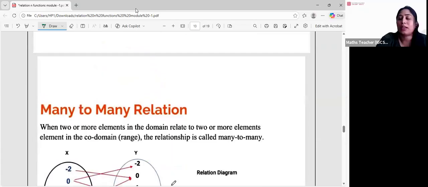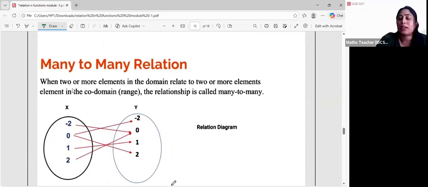So you see, again, minus 2 is related to 0. 0 is also related to 2. So many elements are related to two or more elements in the codomain. You can count: 0 is also related to minus 2, 0 is also related to plus 2, correct? So many are related. So we call them many to many.